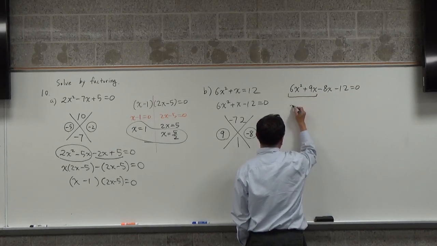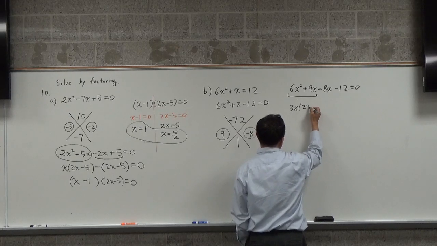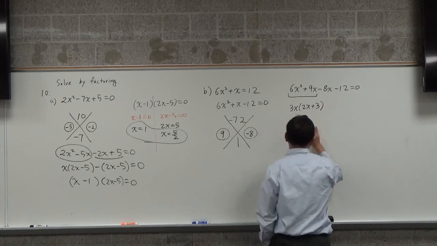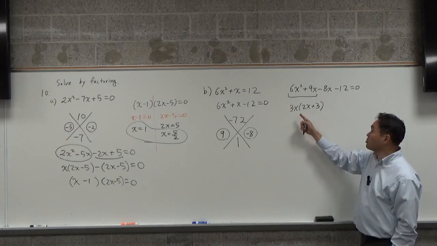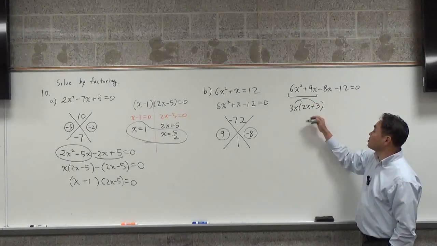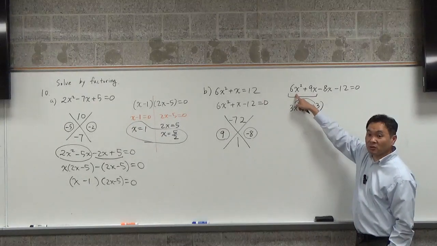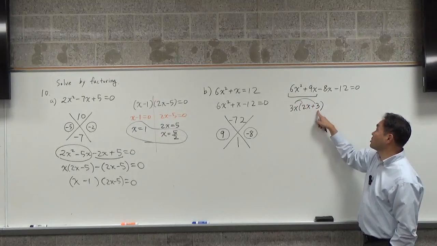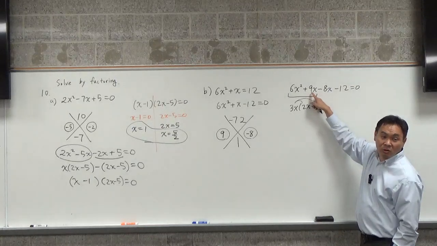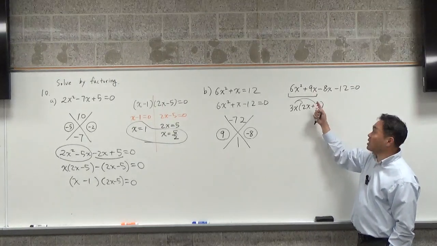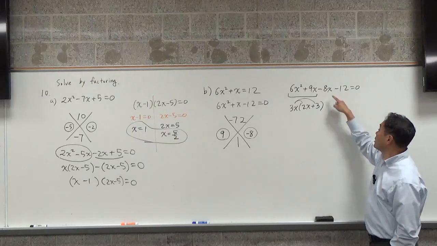Factor the first two, which is 3x times 2x plus 3. Now, if this is not so clear to you, make sure that you multiply it to see that it recreates what you began with. 3x times 2x does give you 6x squared. 3x times 3 does give you 9x. So always try to check by being able to go back. Okay?